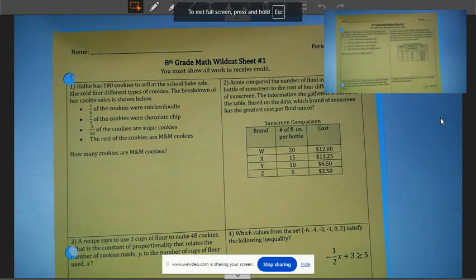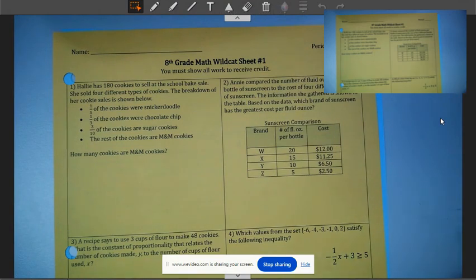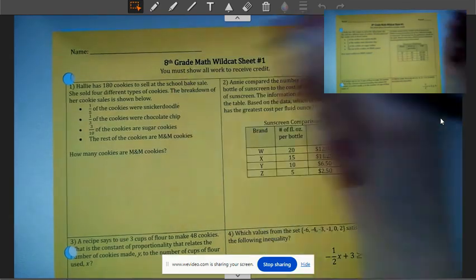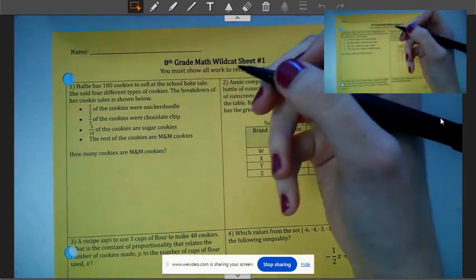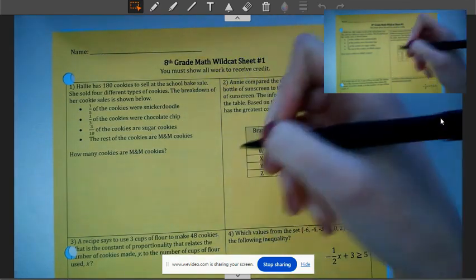Alrighty, so today we're going to go ahead and go over Wildcat Sheet 1. So number 1 says Hallie has 180 cookies to sell at the school bake sale. She sold 4 different types of cookies. The breakdown of her cookie sales is shown below. 1/5 were snickerdoodle, 1/3 were chocolate chip, 3/10 are sugar, and the rest are M&Ms.